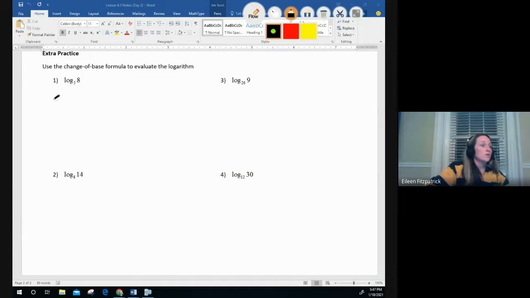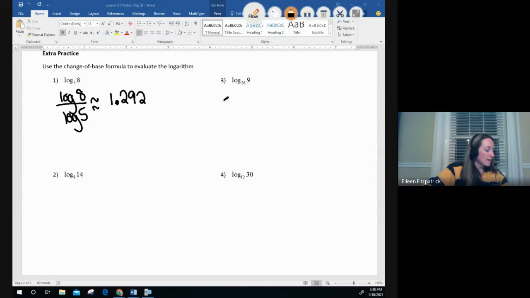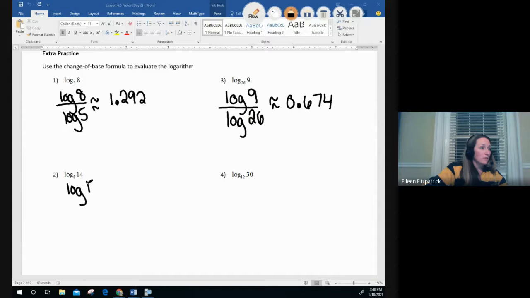Okay. So change of base formula, you'd rewrite this one as log base 10 of 8 divided by log base 10 of 5. And that's going to approximate when you use your calculator to 1.292. The next one, I'm going to rewrite it as log of 9 over log of 26. Both are base 10. And that's going to be approximately 0.674.